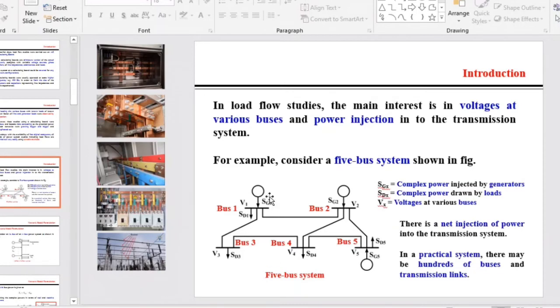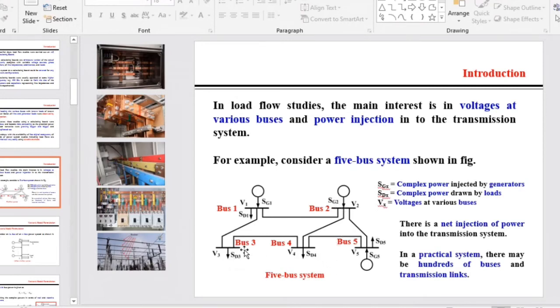It's simple. Then this circle here is representing a generator, and the generator is supplying complex power S. S is complex power, which is P plus jQ, and SG1 means complex power of generator 1. In bus 2, we have another generator which we named G2. It is also supplying some complex power S, so whatever we are getting from it is labeled as SG2.